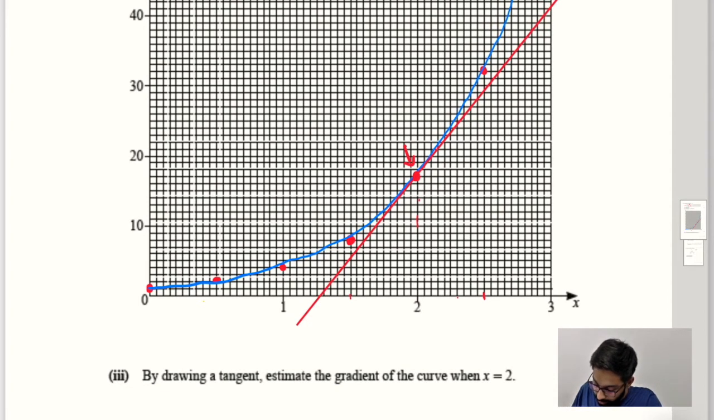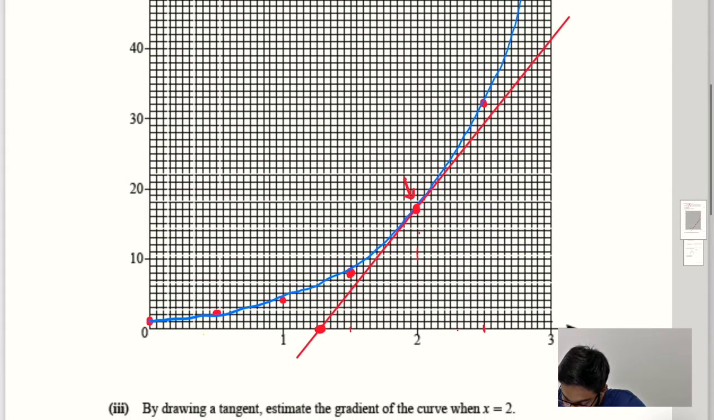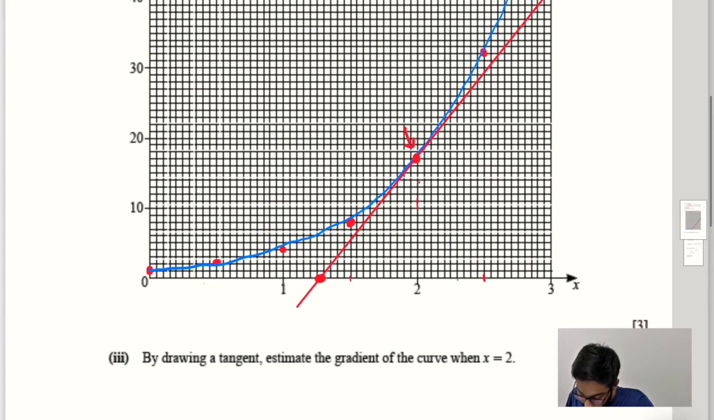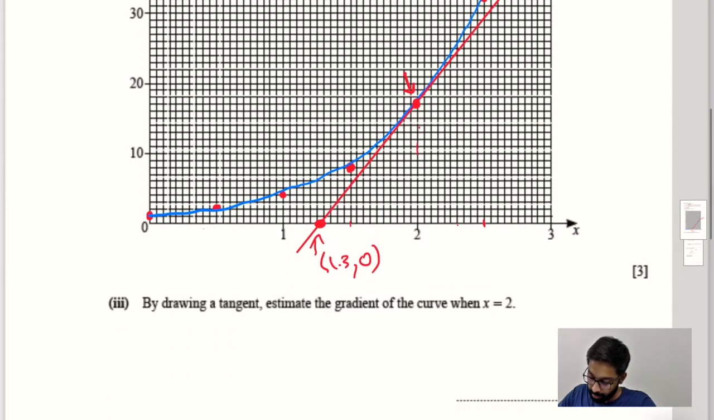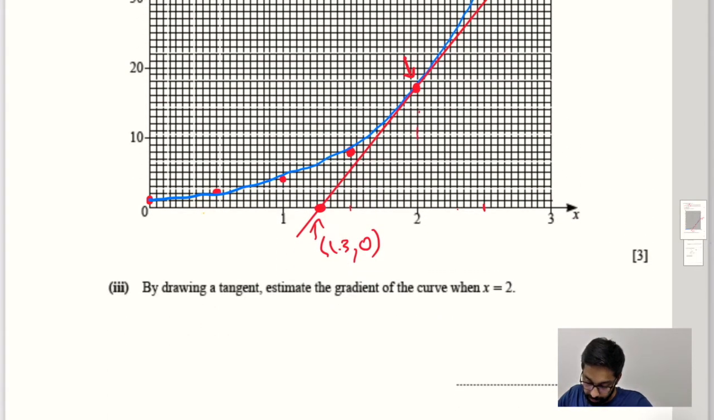I made sure that I plot one of the points over here and the other one over here so that it's easier for me to read. So the first point has coordinates over here. Let me write down the coordinates. 1, 2, 3. So they are 1.3 and 0. Okay, and the other coordinates are 3 and 41. Okay, let's find the value of the gradient.